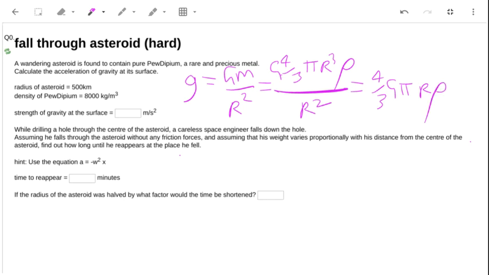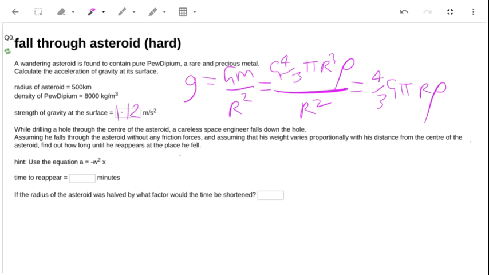So if I plug that in, that will give me 6.67 times 10 to the minus 11 times pi times 500 times 10 to the 3 times the density. That gives me 1.12 meters per second squared as the gravity.